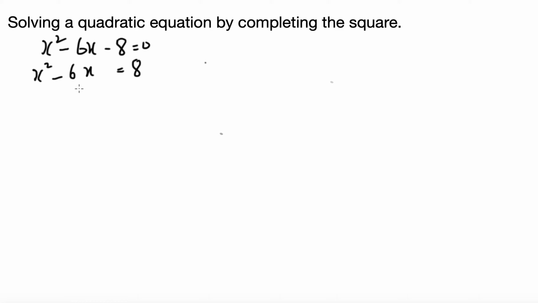Now we take the coefficient of x, which is minus 6. We half it and square it. Half of 6 is 3. We add minus 3 squared on both sides.